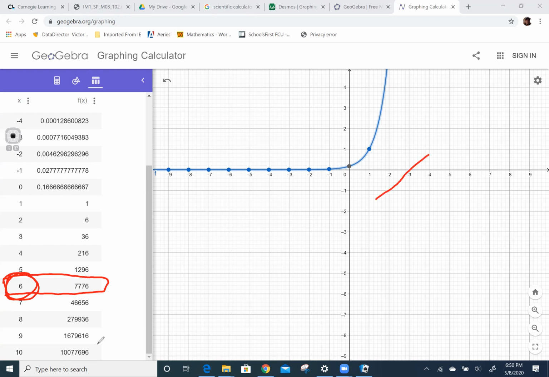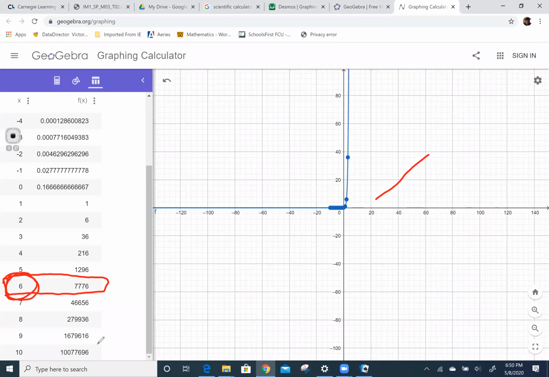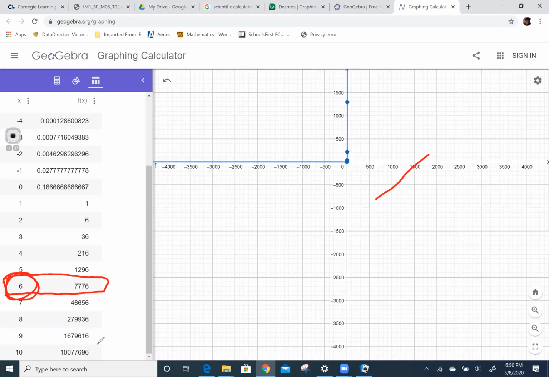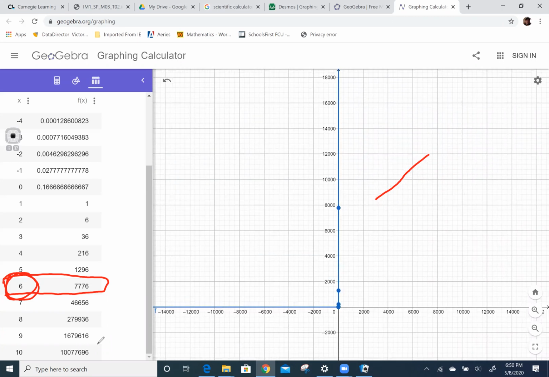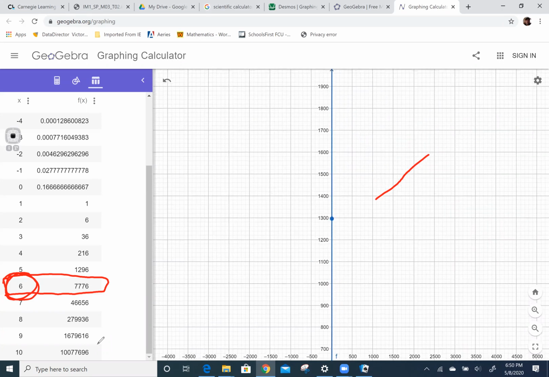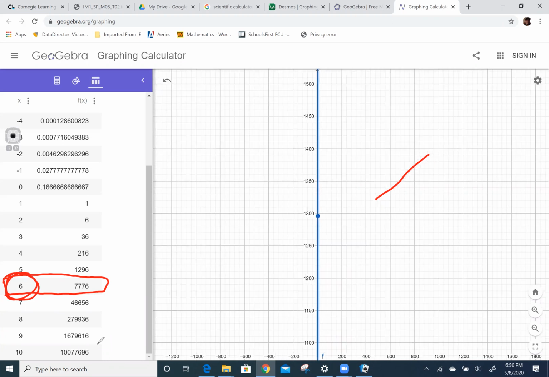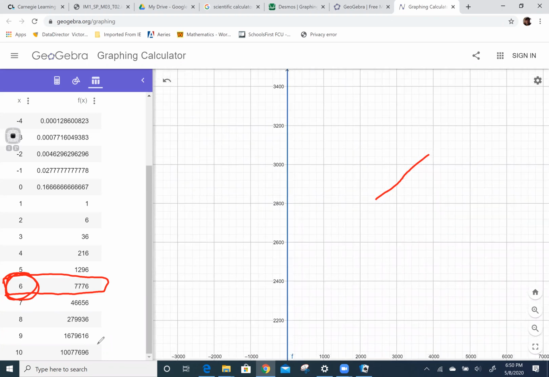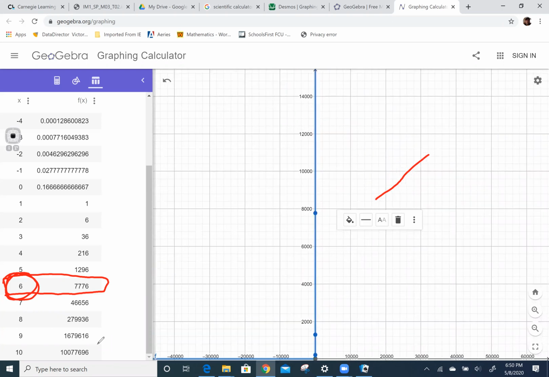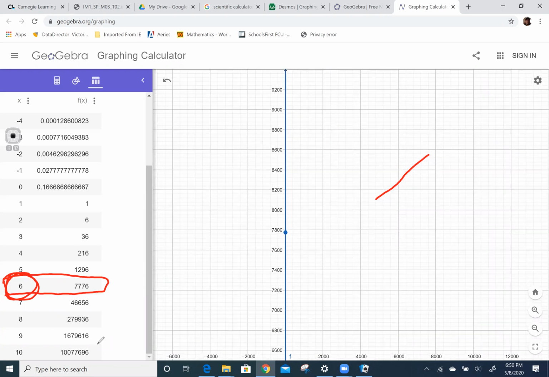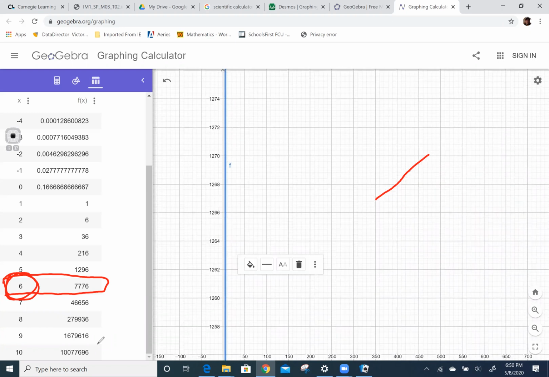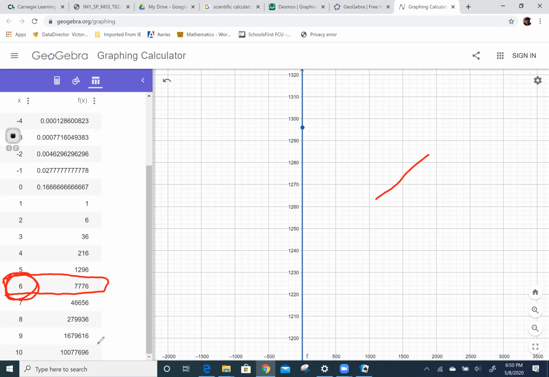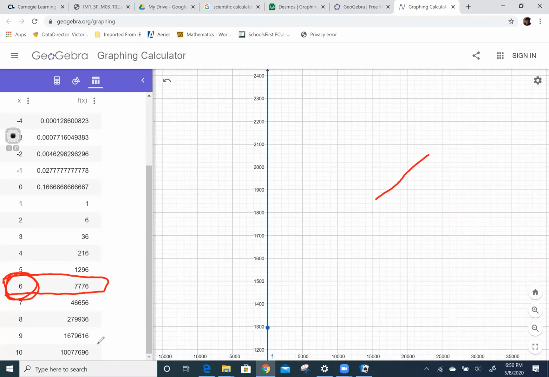Okay, let me see if I can play a little bit with it. But like I said, it actually gives you the points. So where is it? It's right there. I can see it. Well, you see it. Okay.